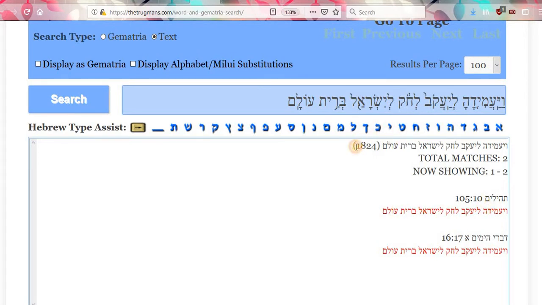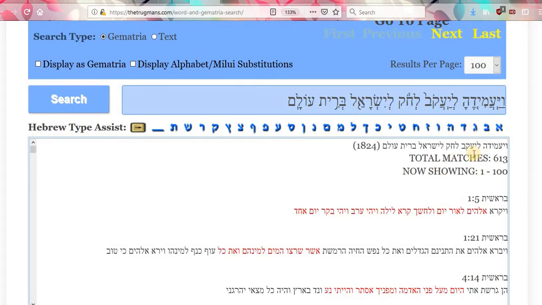So it has the value 1824. Let's see how many times 1824 shows up in the text. 613 times. So back-to-back verses about the covenant have 613 encoded into them in a way which you could never possibly know without a computer. So again, 365 and 248, and then here 613.